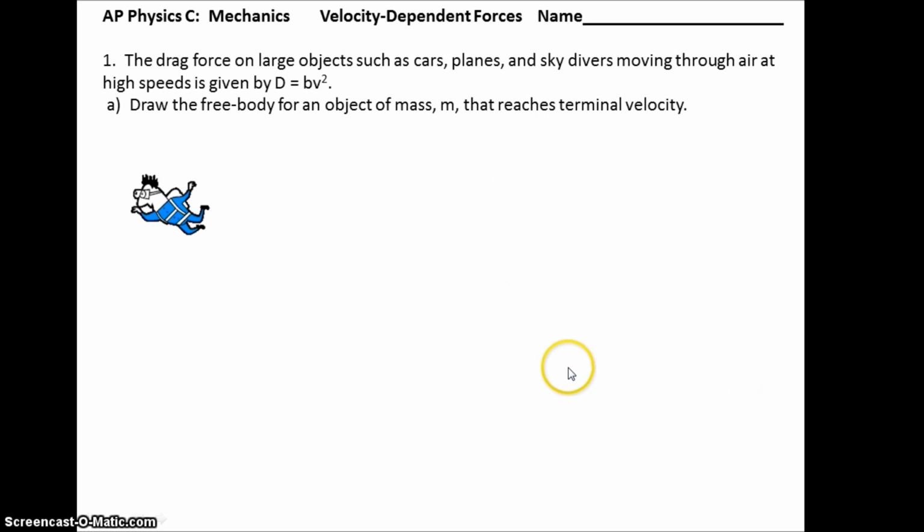Okay, so once it reaches terminal velocity, it's no longer accelerating, so it's in equilibrium. The downward force of weight is balanced by the upward force from the drag.